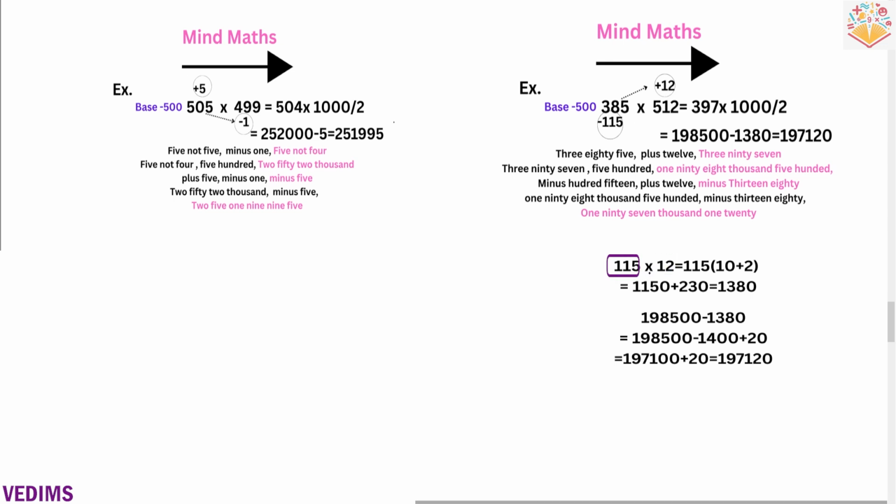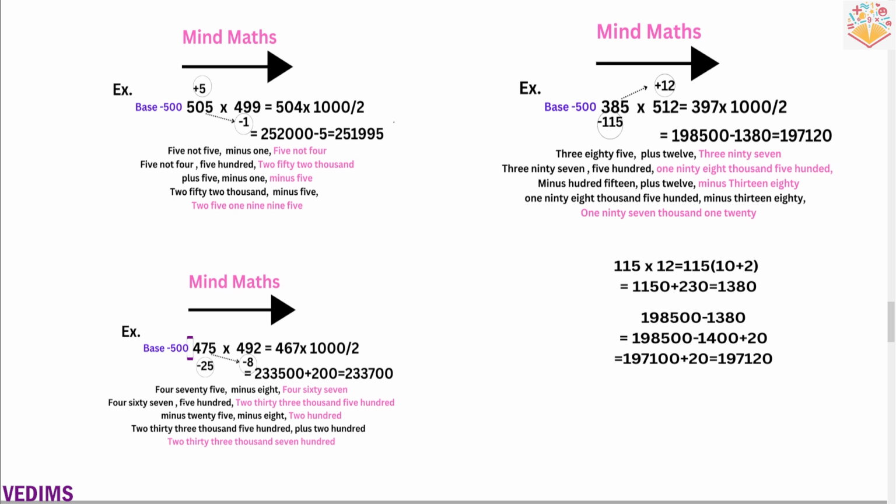What to do? 115 and 12. Write 12 as 10 plus 2. Use distributive property. 115 into 10 is easy, 1150. 115 into 2 is 230. Add them, 1380. Now you have to subtract 1380 from 198,500. 198,500 subtract 1400, you get 197,100, plus add 20, you get 197120.